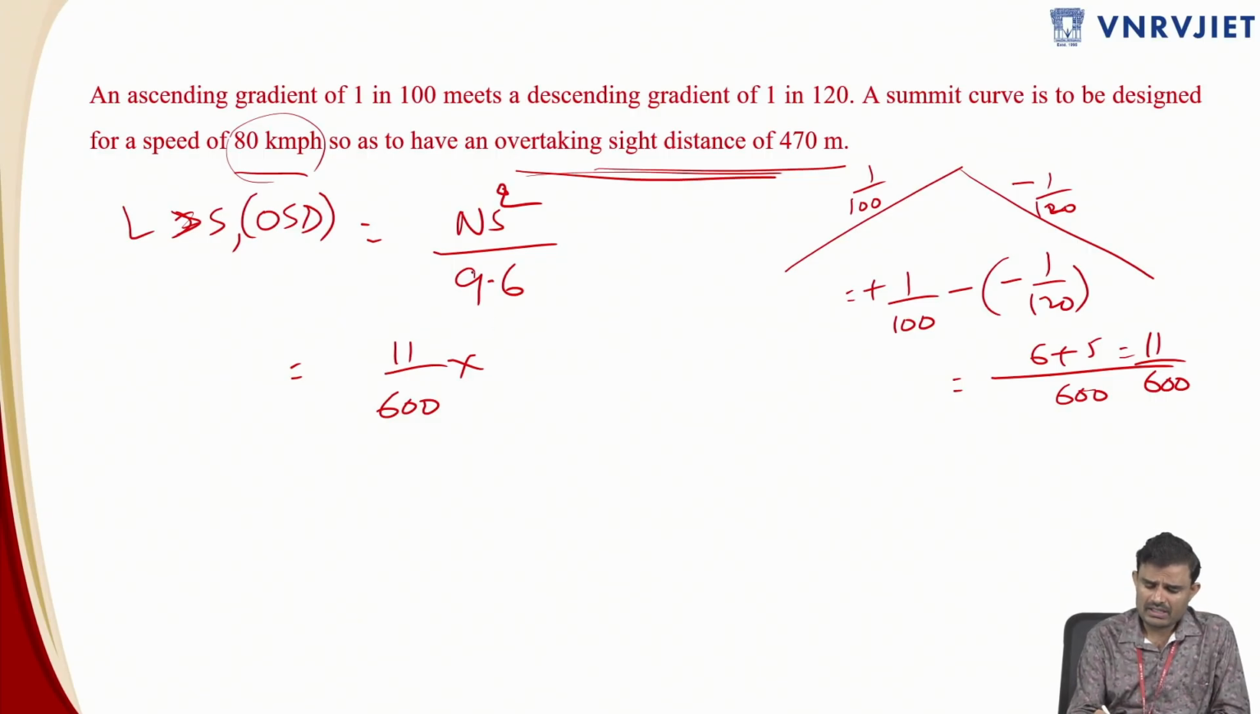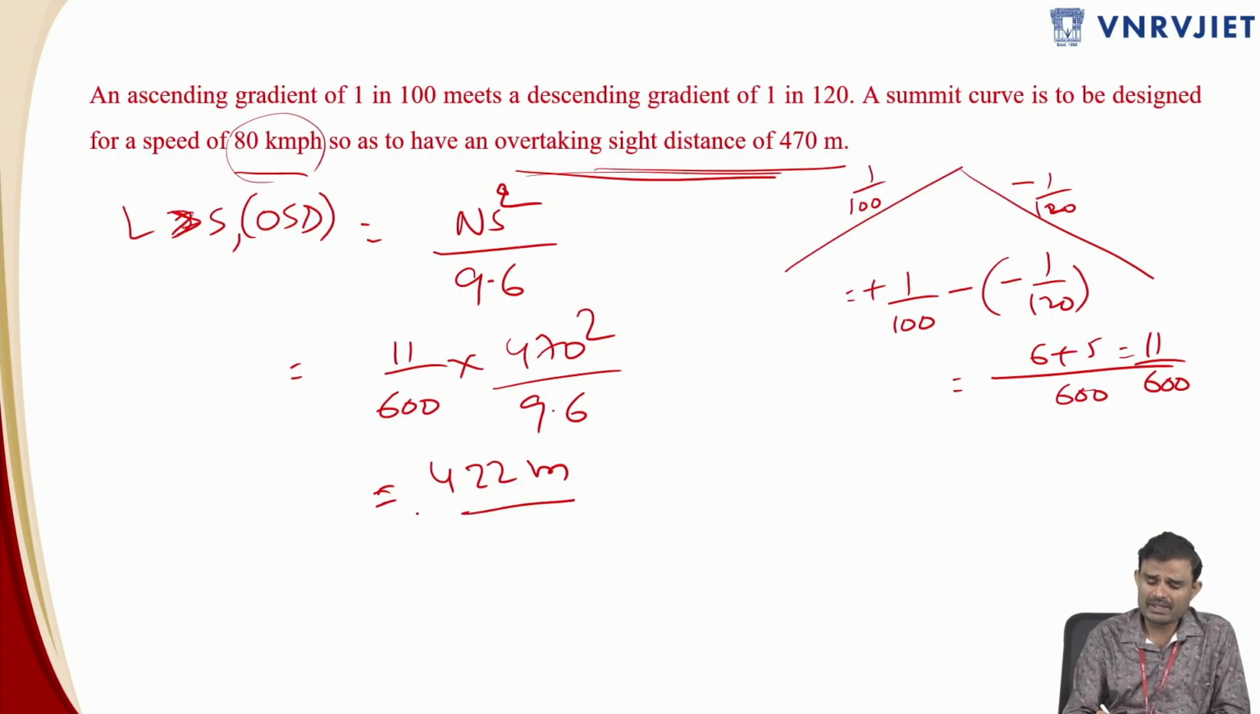So the value of N is nothing but the algebraic difference of grades, which is 11 by 600, multiplied by the overtaking sight distance of 470 whole square divided by 9.6. Then you will get the value, that is nothing but 422 meters. So the first condition is assuming that L greater than S. So I've got the value of 422 meters.